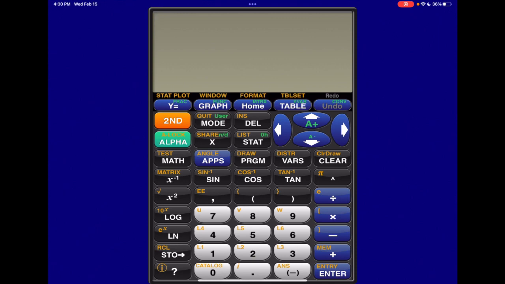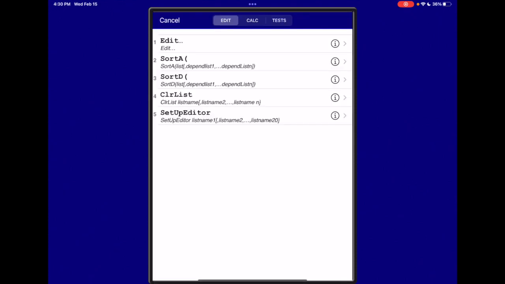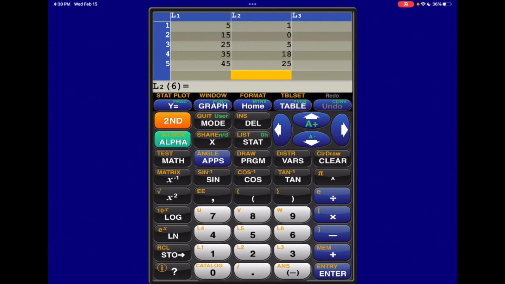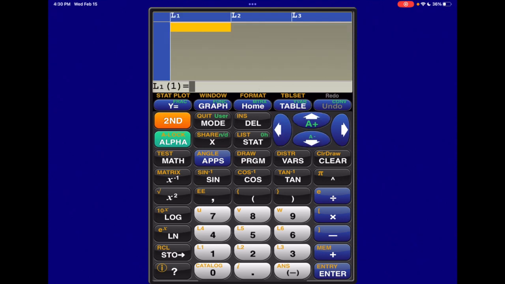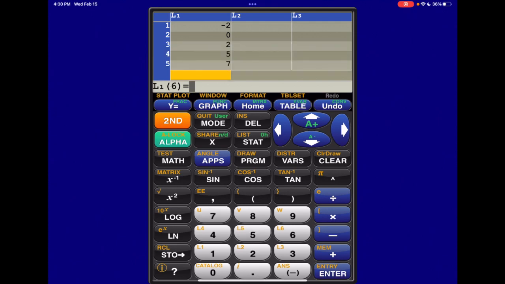So clear out anything we've got there, go to the stat key. We want to edit, so we're going to enter in new values. I got some old stuff here, so I'll highlight the list name, press clear and down arrow to get rid of those, clear and down arrow, and type in my new x values. So I have a -2, 0, 2, 5, 7, and 10.